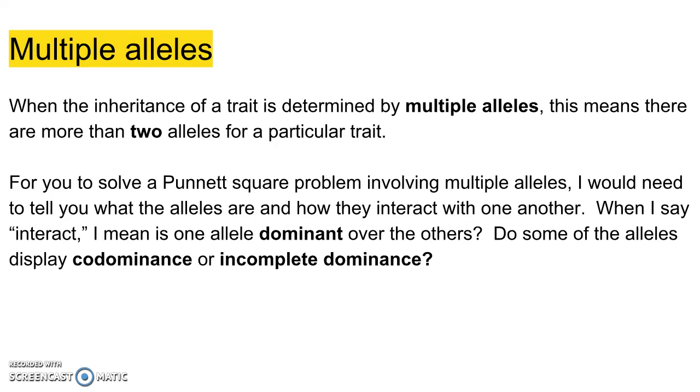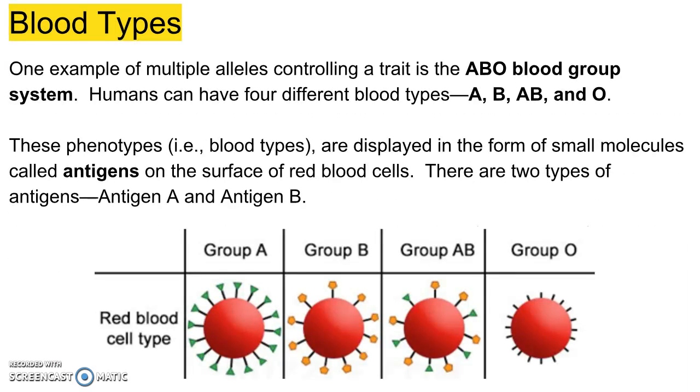Now, if you were to be given a problem involving multiple alleles on a quiz or test, I would have to tell you what the alleles are and how they interact with each other. So is one of them dominant over the others? Do any of them display codominance or incomplete dominance? So I'd have to give you some information.